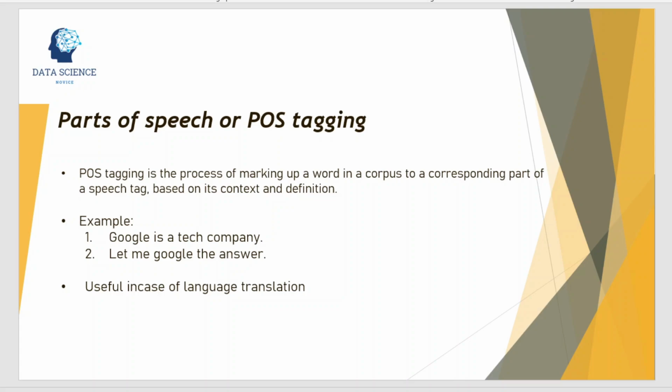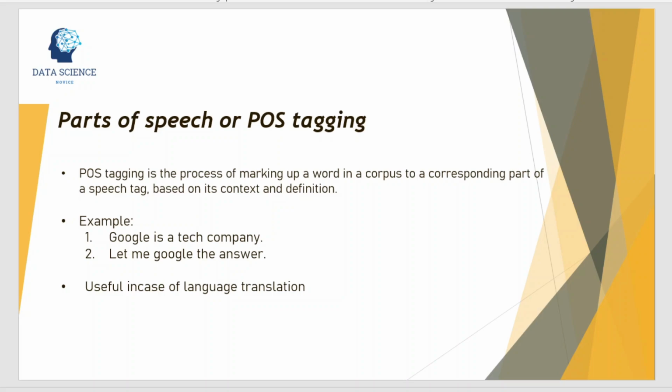Next, we are going to talk about parts of speech, or POS tagging. This topic is really important when we are building a language translator or doing some kind of linguistic study. We will not be going into depth on this topic because it is not going to be very useful for us as of now. It is the process of mapping a word in a corpus to the corresponding part of speech based on its context and definition.